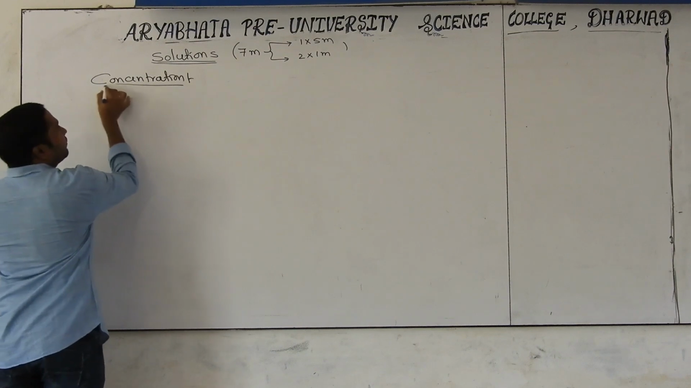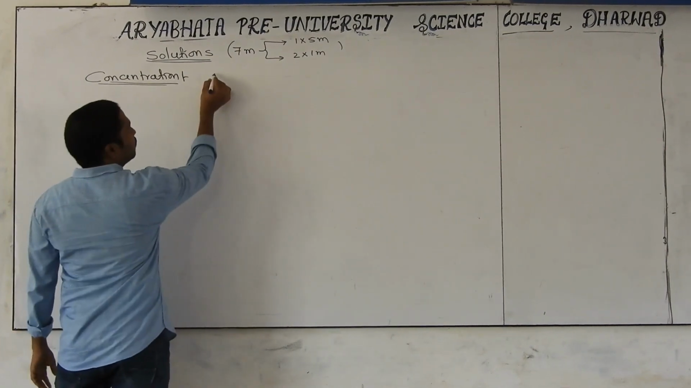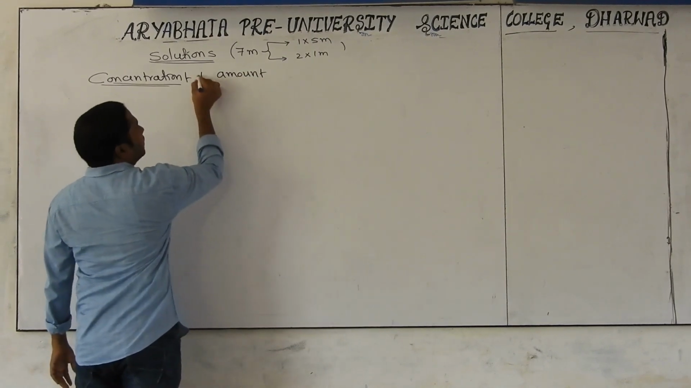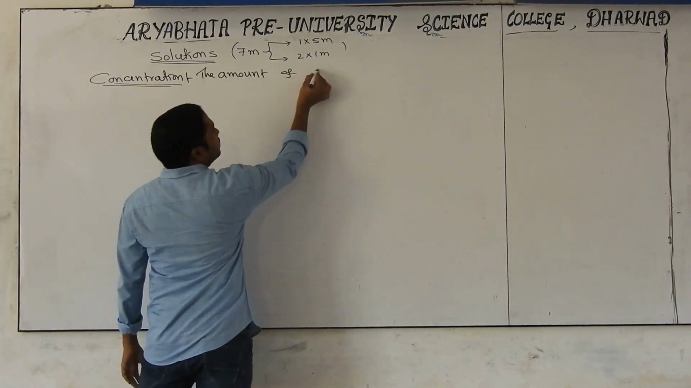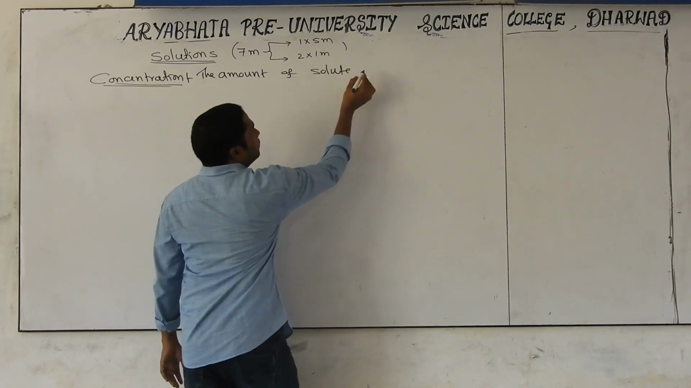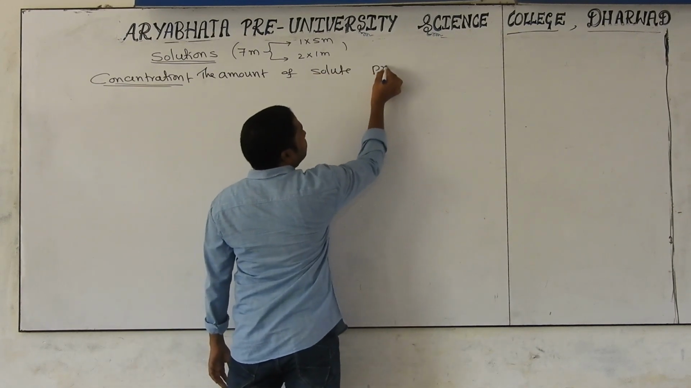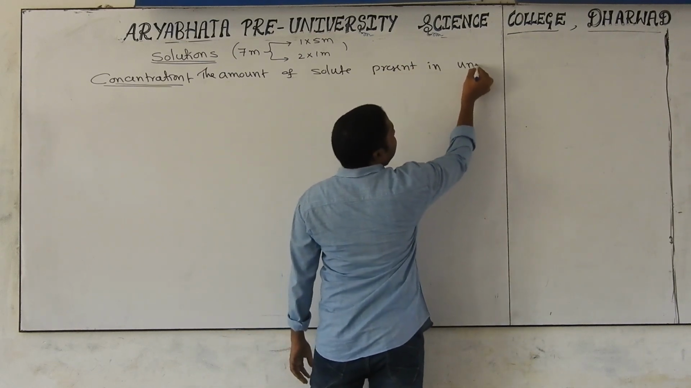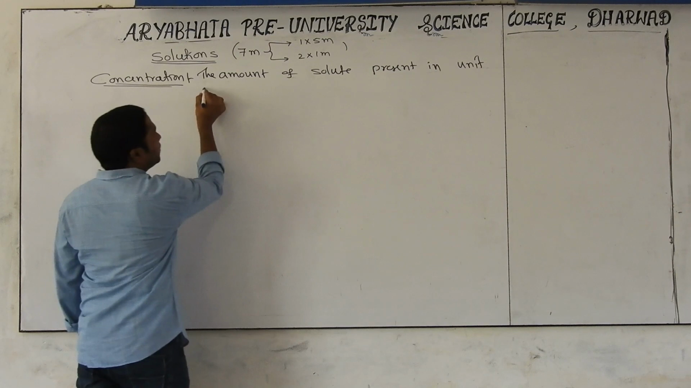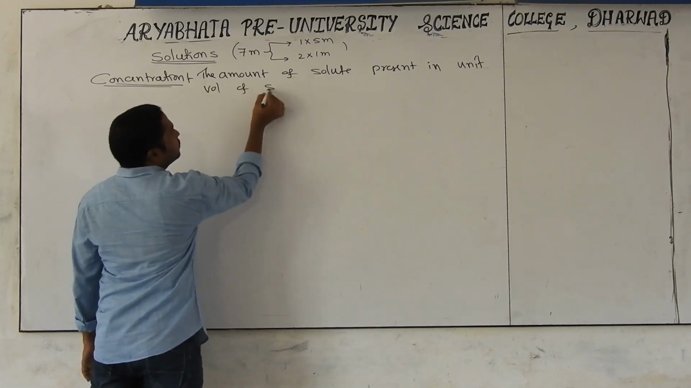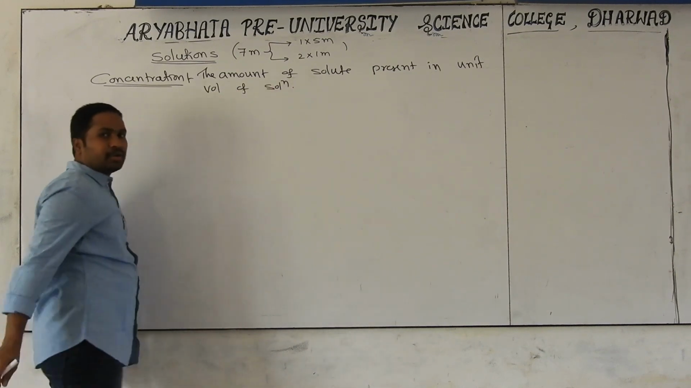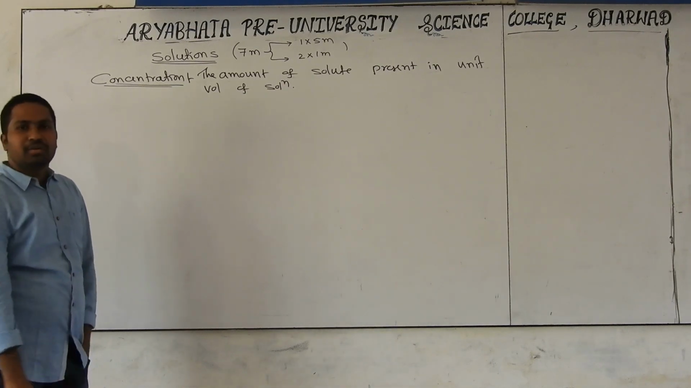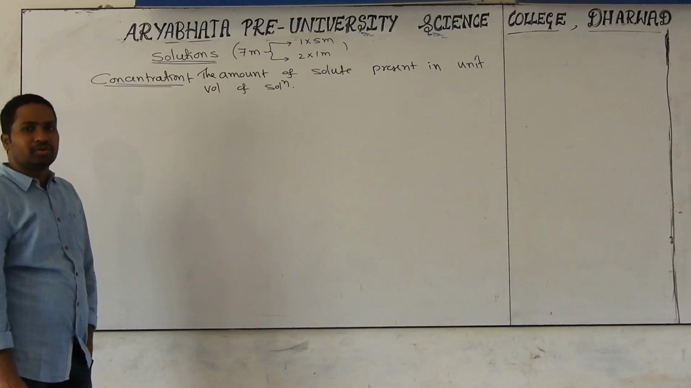Now just start writing the definition of concentration. Concentration means the amount of solute which is present in unit volume of the solution. The amount of the solute which is present in unit volume of the solution is called concentration.